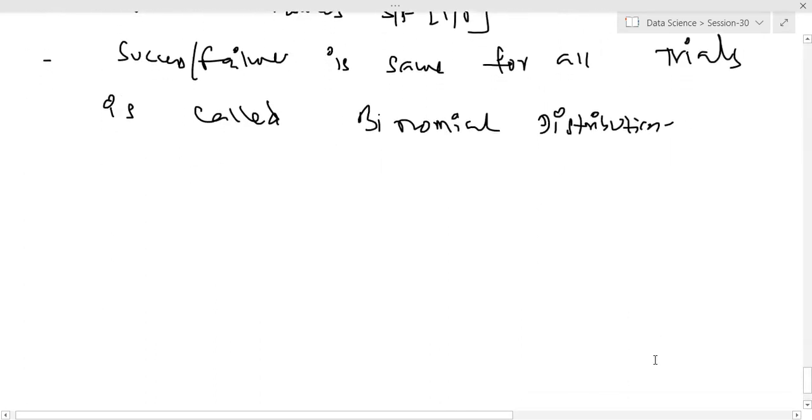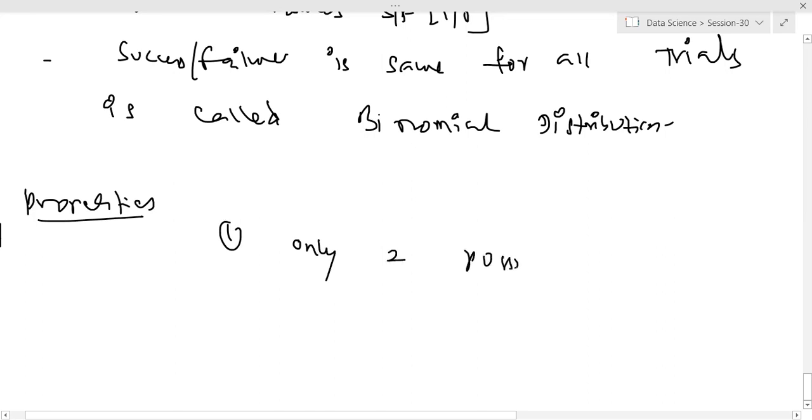Now before that, let us focus on some of the properties. If I'm referencing the properties related to this binomial, how many possibilities are there, friends? Outcomes? Only two possible outcomes. Which are the two possibilities? Success or failure, that's all. 0 or 1.